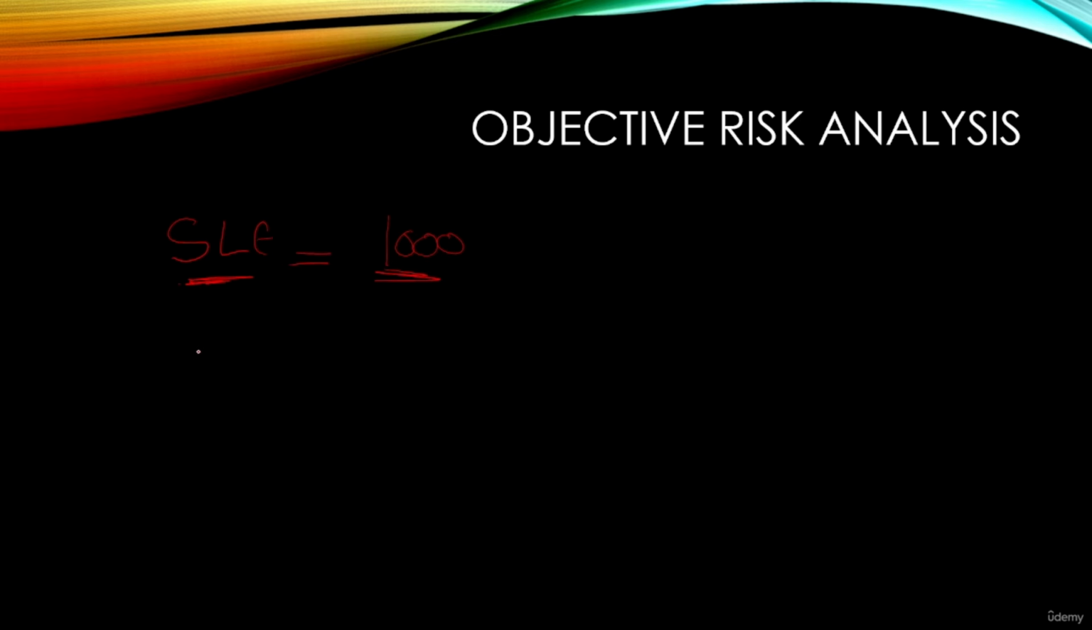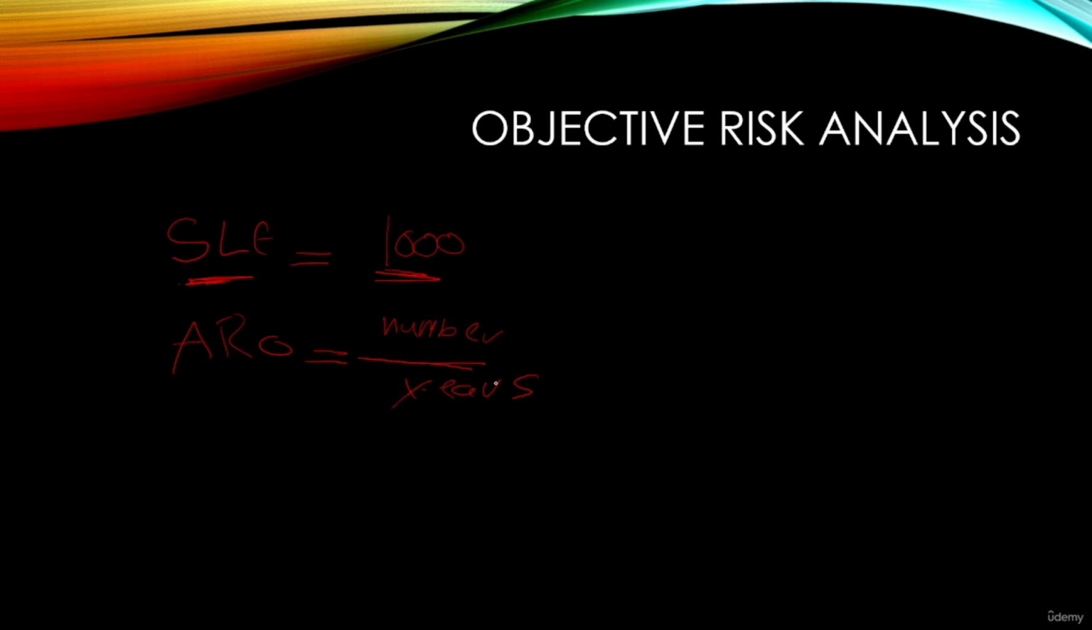The second definition that I need to understand is the annual rate of occurrence. Annual rate of occurrence refers to how many times I expect this risk can be repeated across the year. And annual rate of occurrence equals the number of incidents that I have in my records divided by the number of years which I keep this record for.